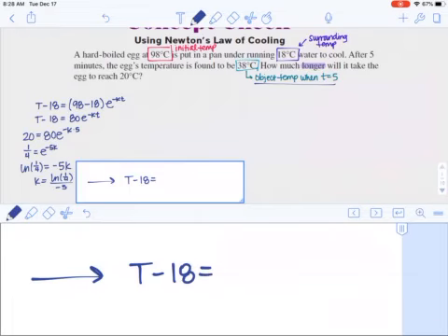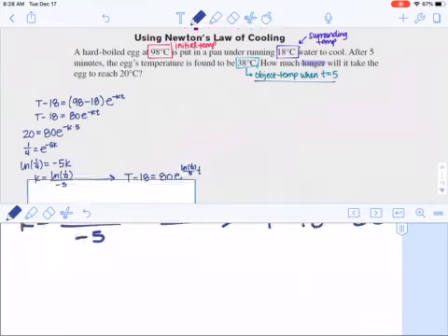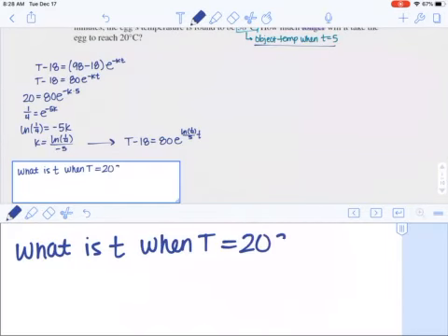which leads me to my more particular solution. T minus 18 equals 80 e to the, now notice it has a negative k in the original equation, so if I take the opposite of k, it would be natural log of 1/4 over 5 times t. Okay, and then the question is, what is the temperature? No, what is the time, right? So what is t when the temperature is 20? So that's the question that I'm going to answer first.